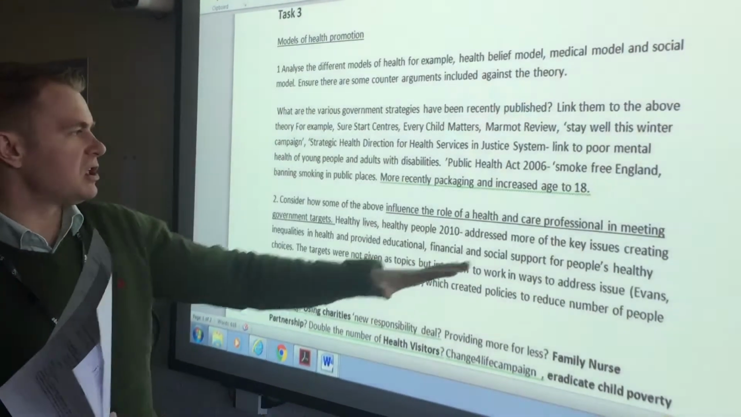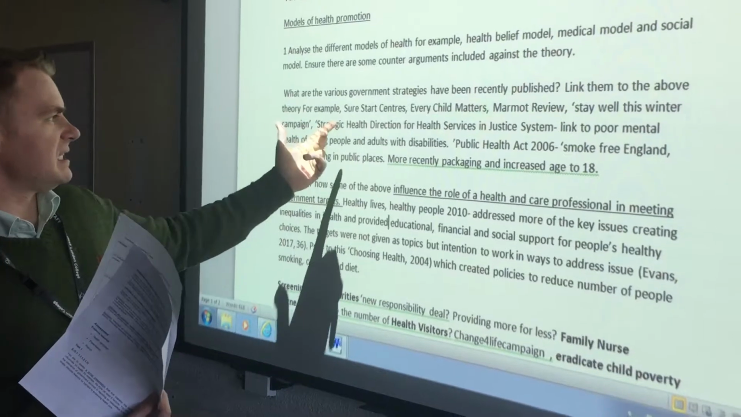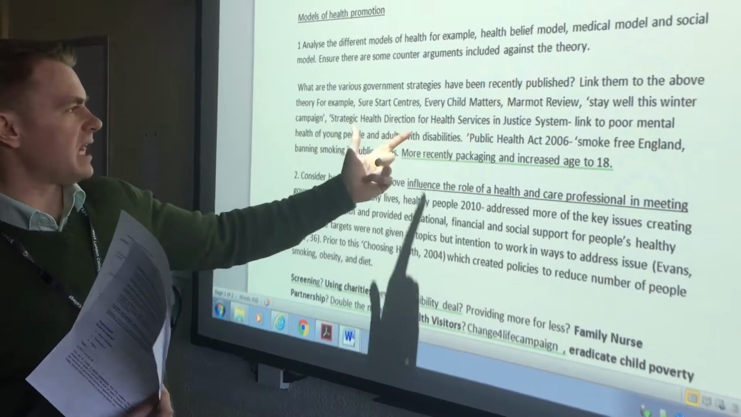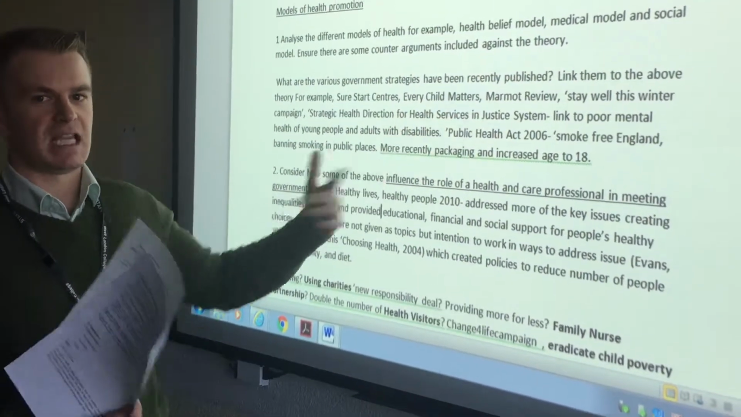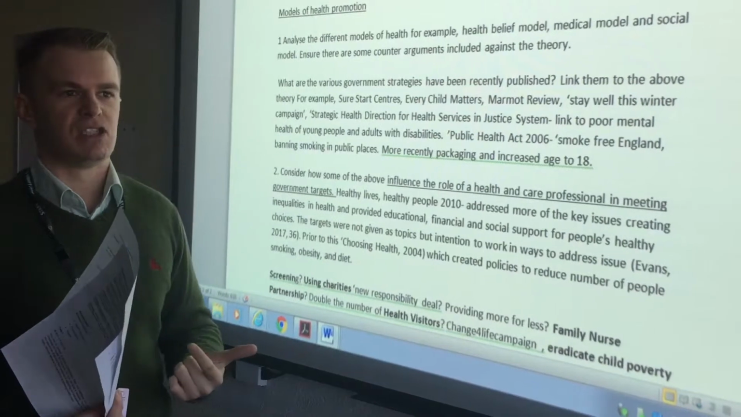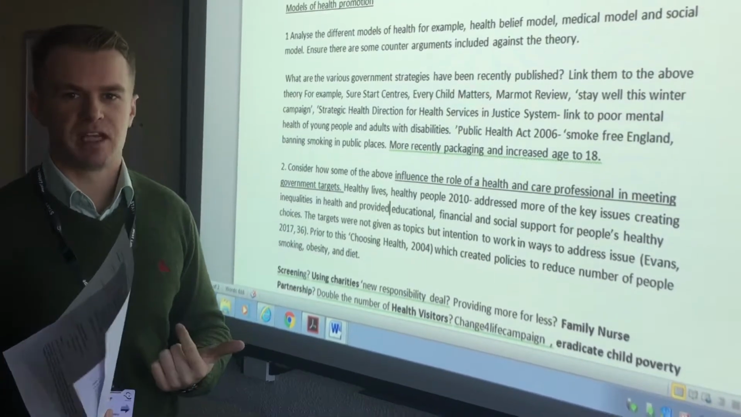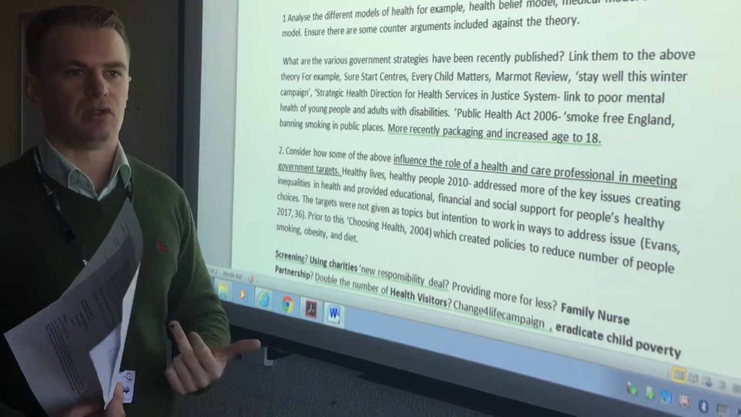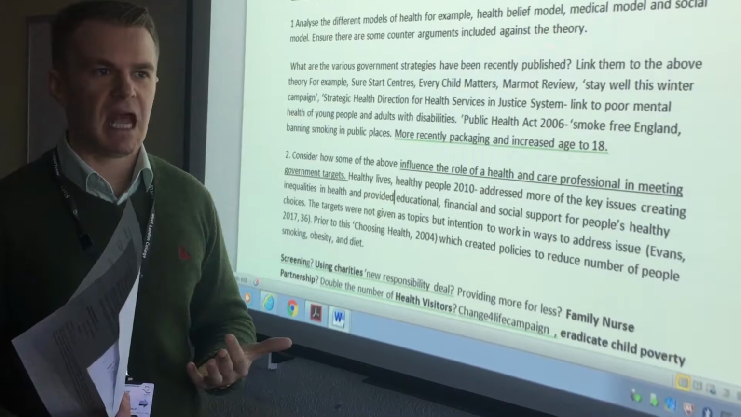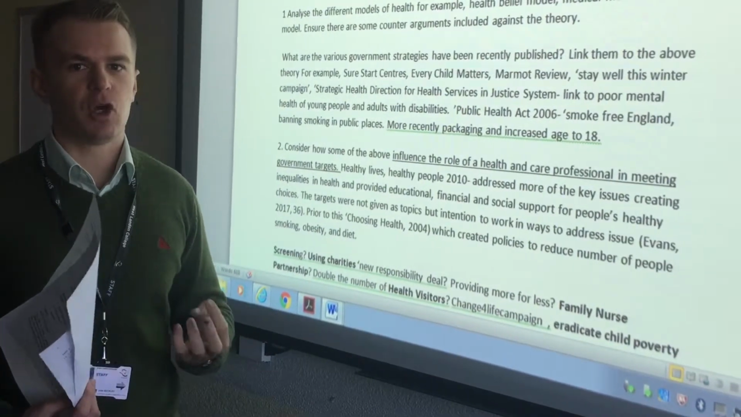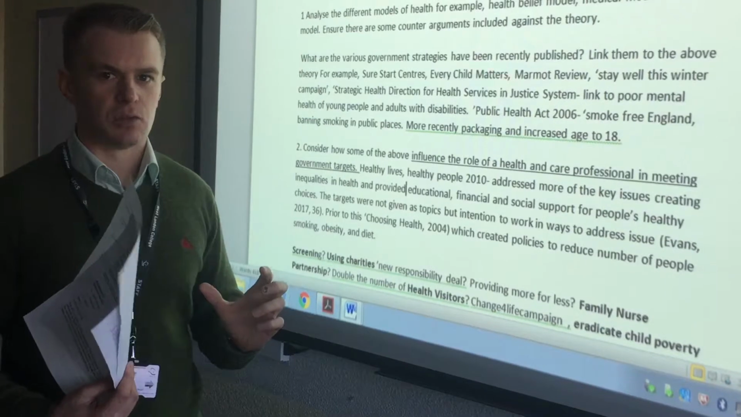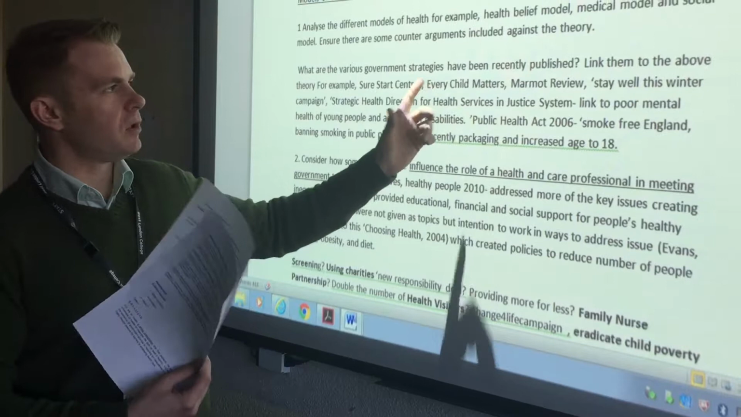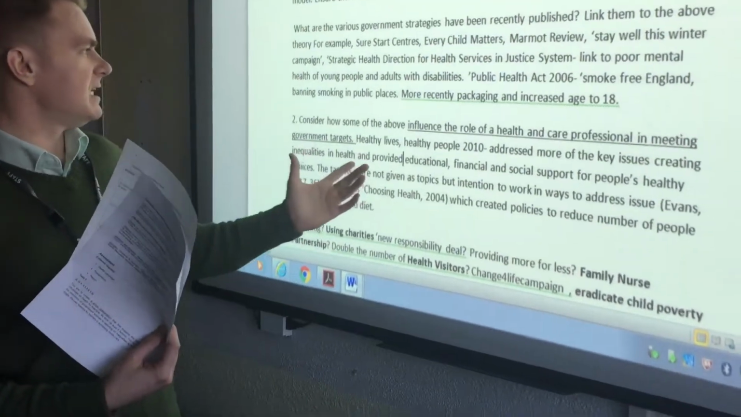So there are lots and lots of government strategies here. As you can see, Sure Start, Every Child Matters, the Marmot Review, and the Strategic Health Direction for Health Services and the Justice System. That government strategy suggests lots of guidance to health professionals in making sure that adult prisoners, children prisoners and older people, especially people with disabilities, are being supported. You have that policy in your folder, so please look at it and think, okay, I think this is taking the health belief model or maybe the social model perspective.